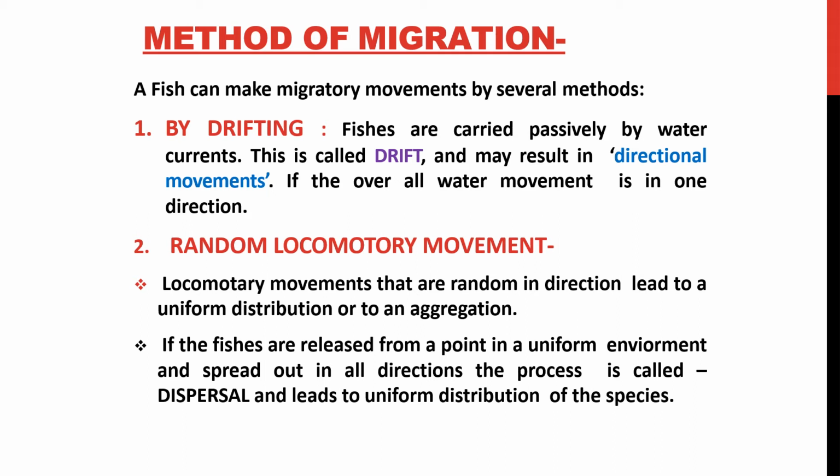Method of migration. A fish can make migratory movements by several methods. Firstly, by drifting. Fishes are carried passively by water currents. This is called drift and may result in directional movements if the overall water movement is in one direction. Secondly, random locomotory movement. Locomotory movements that are random in direction lead to a uniform distribution or to an aggregation. If the fishes are released from a point in a uniform environment and spread out in all directions, the process is called dispersal and leads to uniform distribution of the species.